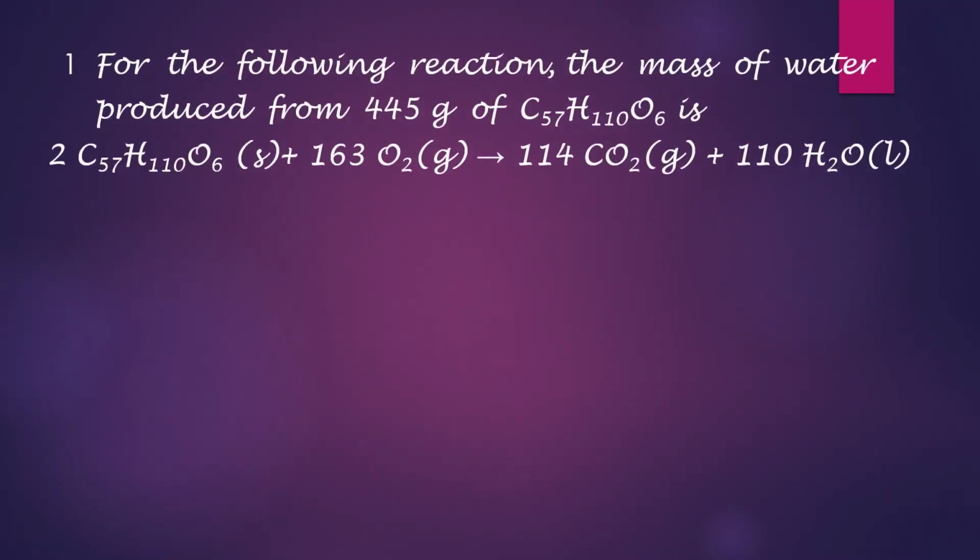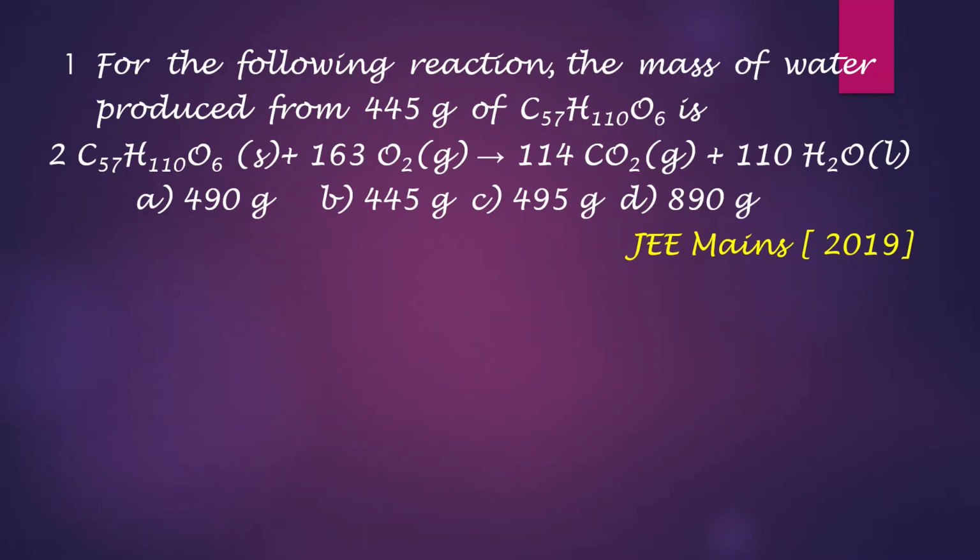Question number 1. For the following reaction, the mass of water produced by 445 gram of C57H110O6 is, here the equation is given, 2C57H110O6(s) plus 163 O2(g) gives 114 CO2(g) plus 110 H2O(l). Okay, so here are the options. A 490 gram, B 445 gram, C 495 gram, D 890 gram. Okay, dear friends, this question was asked in JEE Mains 2019.